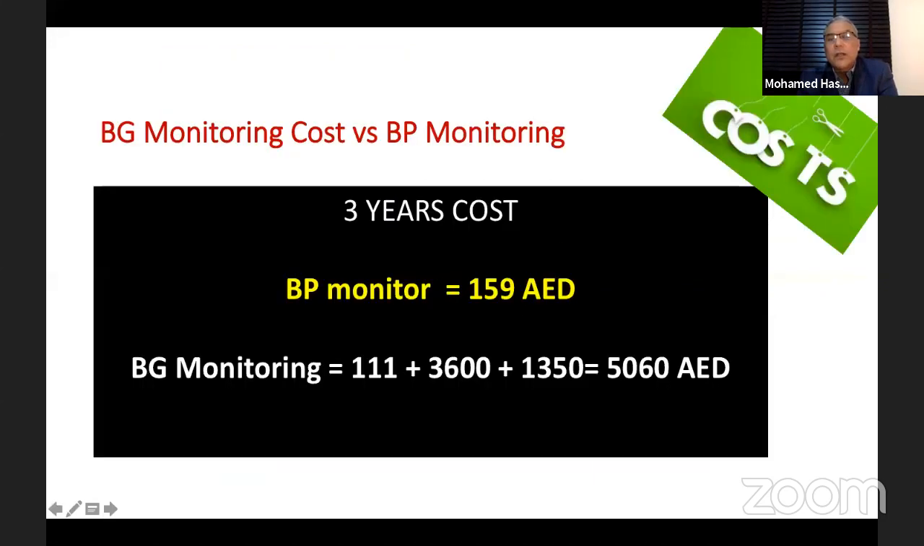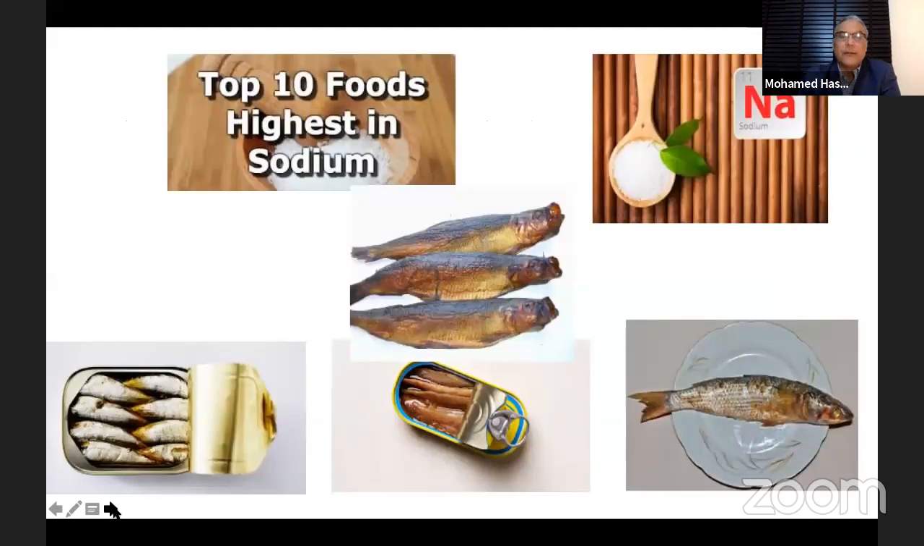This would cost 160 dirham over 3 years, and the blood glucose monitoring, if you buy it from a pharmacy, will cost you 5,000 dirham over 3 years. The benefits of both are very important, but it seems that we advise on one and ignore the other. What's important is that we also understand hidden salt.